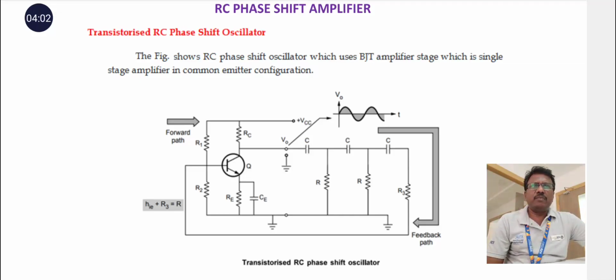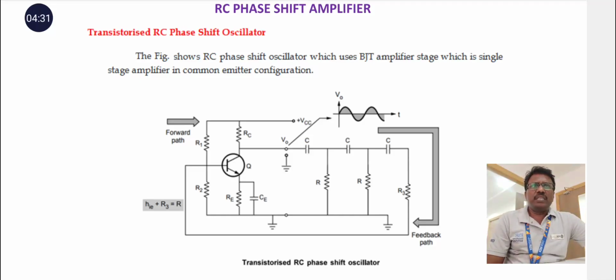This positive feedback signal is again applied to the transistor input. The transistor amplifies it once again. Again the RC network shifts its phase. The signal returns to the transistor. So this process repeats continuously. Hence continuous sinusoidal oscillations are generated.